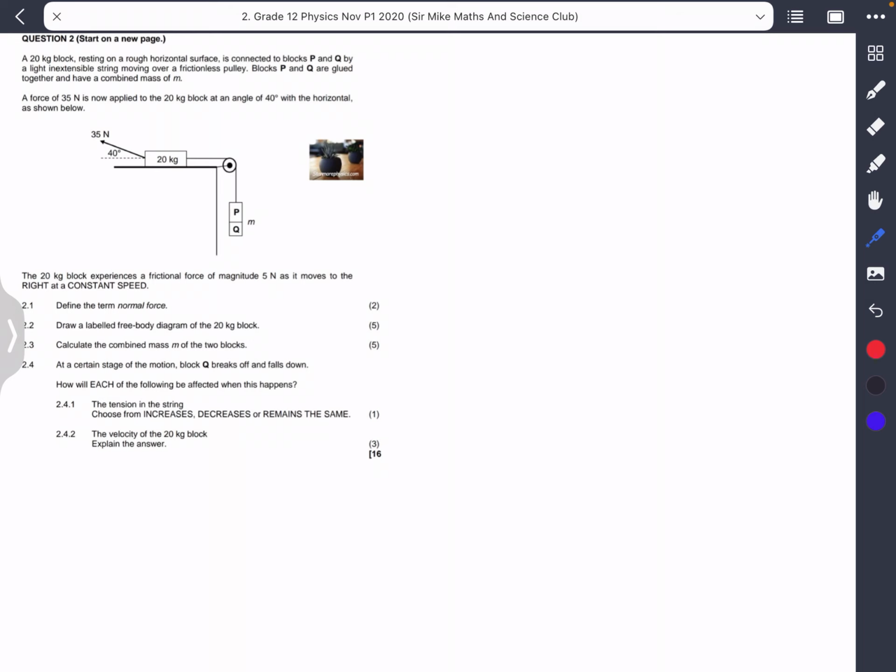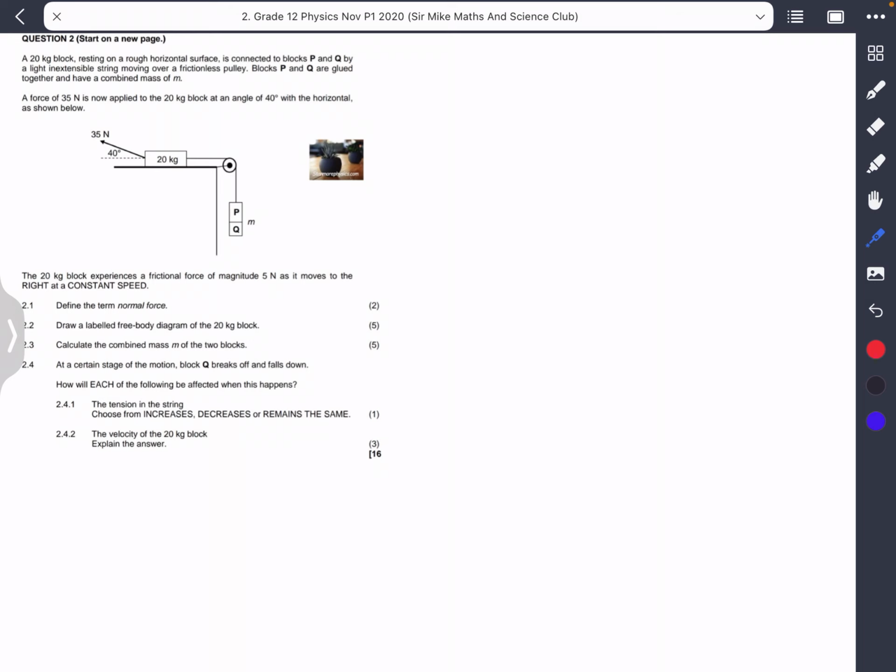They say that blocks P and Q are glued together and have a combined mass of M. They say that a force of 35 Newton is now applied to the 20 kg block at an angle of 40 degrees with the horizontal, as shown below. They say that the 20 kg block experiences a frictional force of magnitude 5 Newton as it moves to the right at a constant speed. The statement 'constant speed' simply implies that our system is not accelerating, so it has the same speed. In this case, the acceleration is zero. That's one thing that you must note.